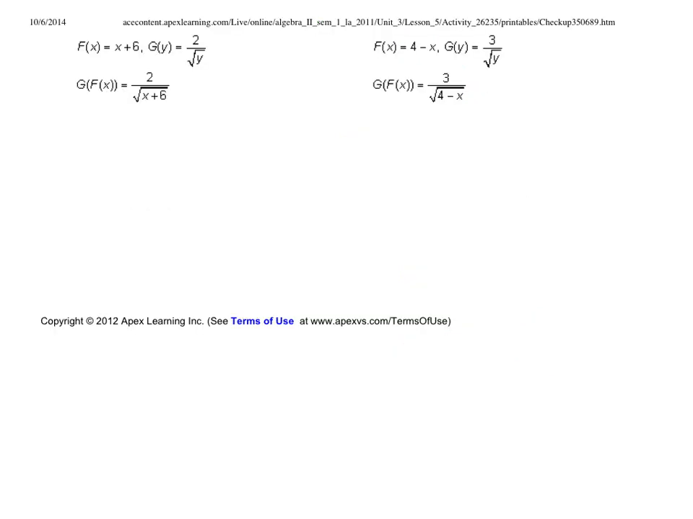And number 9, I have f of x equals x plus 6. G of y equals 2 over the square root of y. So g of f of x equals 2 over the square root of x plus 6. Well, I know what's underneath the square root symbol has to be greater than or equal to 0. I also know that what's in the denominator can't equal 0. Well, since what's in the denominator and what's under the square root are really the same thing, rather than saying x plus 6 has to be greater than or equal to 0, I'm just going to say that x plus 6 has to be greater than 0.